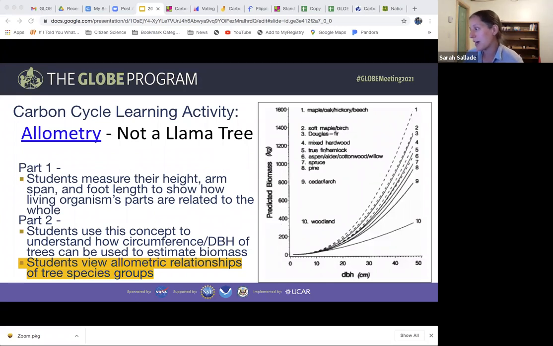So just take a look at this graph. On the x-axis, we have DBH in centimeters from 0 to 50. And on the y-axis, we have predicted biomass in kilograms from 0 to 1600. And then these lines that you see on the graph, each line represents the relationship between DBH and predicted biomass of a tree species group. So if you look way up the steepest curve, group 1 is maple, oak, hickory, and beech. And then the shallowest curve, group 10, are woodland species.